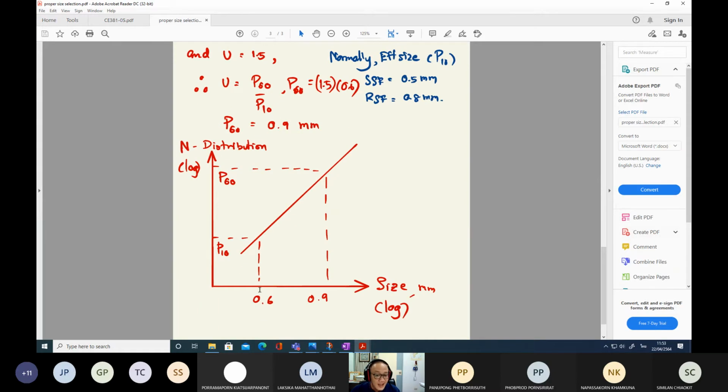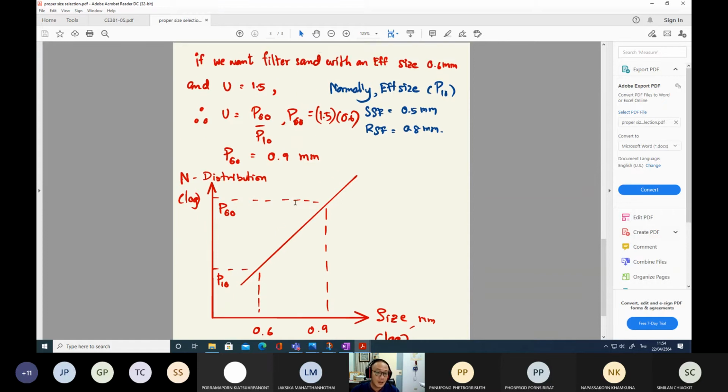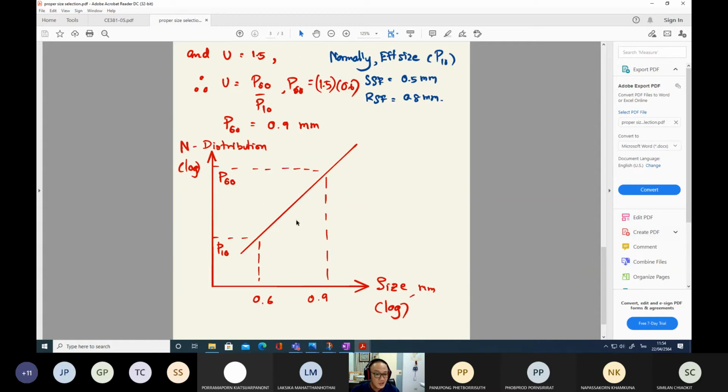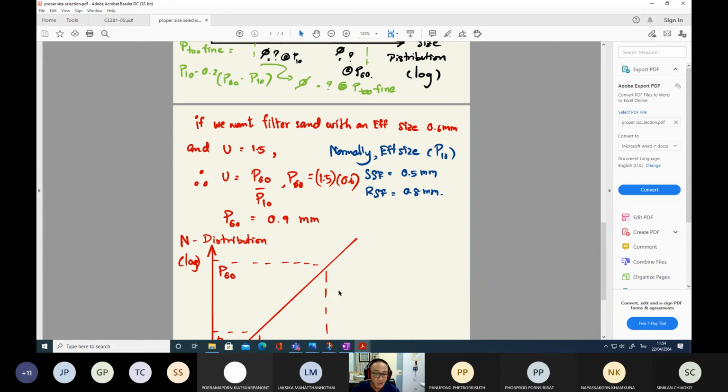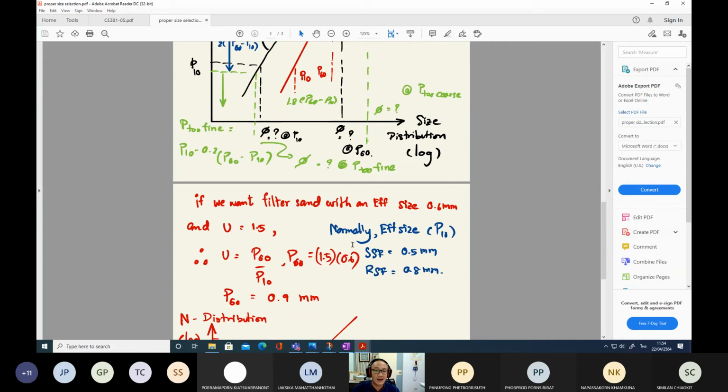This is 0.6 and this is 0.9. So now you can find out the P10, and you can define it as the P10, and then you can define this one as the P60. Remember that these are the lines showing the size distributions for the usable sands.